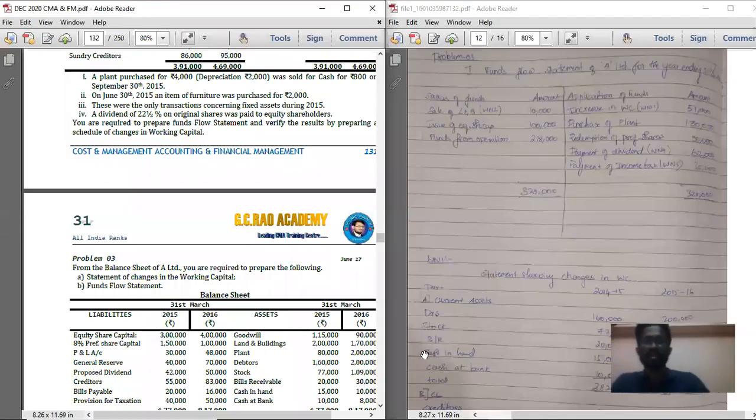So this is a continuation video of this fund flow statement. In the previous video, we saw what a fund flow statement is, and we saw problem number 1 and problem number 2. That is the concept of how a fund flow statement problem should be solved, and that is going to be repeated in all other sums.